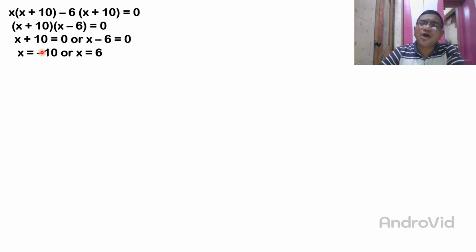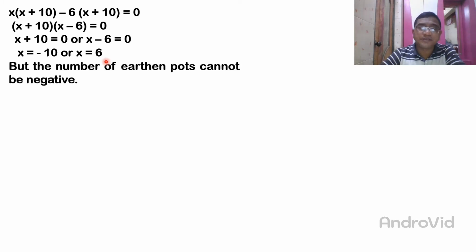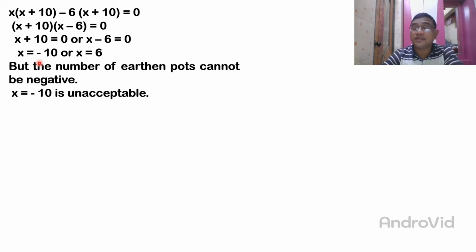Plus 10 goes across, minus 10. So it is not possible, because the number of pots made is never negative. So x is equal to minus 10 is not possible. x minus 6 is equal to 0: minus 6 goes across, plus 6. So x is equal to 6. The number of earthen pots cannot be negative, so x is equal to minus 10 is unacceptable. So the number of pots made is 6.